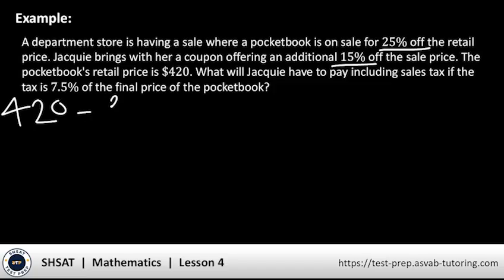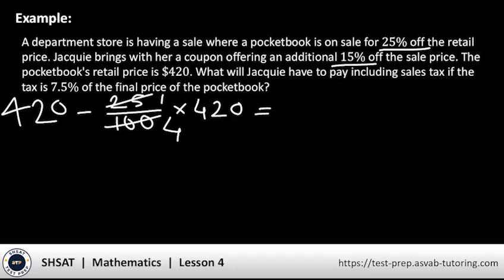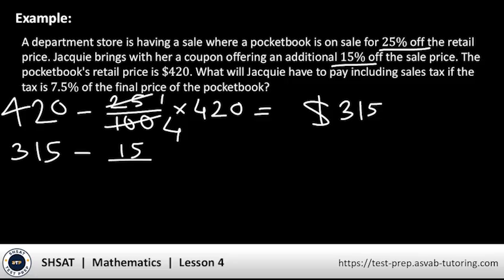So we need to do minus 25 by 100 times 420. So if we do that, we can just simplify 25 and 100 with 1 and 4. Yeah? And then if you move forward, the answer is going to be $315. Once again, we have another discount, remember? So we need to do 315 minus 15% discount. So 15 by 100 times 315. Again, we need to simplify it.